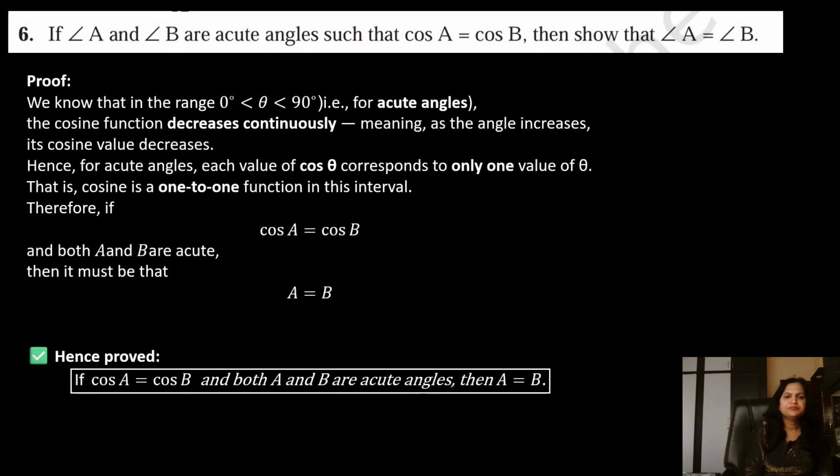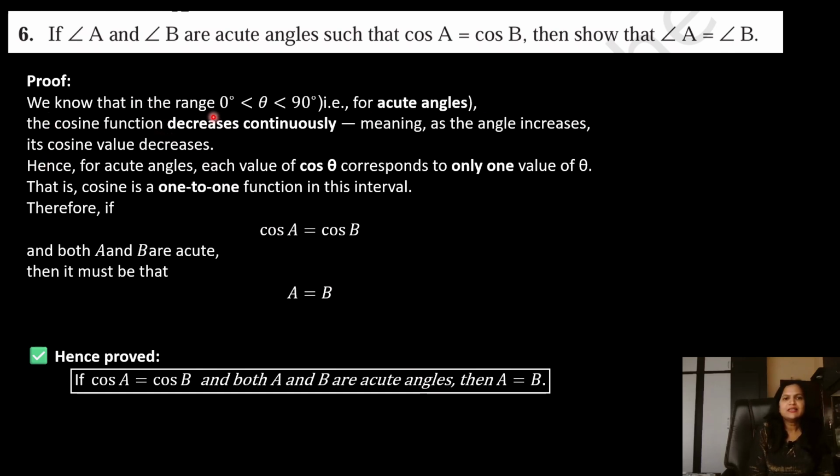Next, the sixth sum. If angles A and B are acute angles. Acute angle means the angle lies between 0 degree and 90 degree. That is called an acute angle. When angle A and angle B are acute angles, such that cos A equal to cos B, then show that A equal to B.